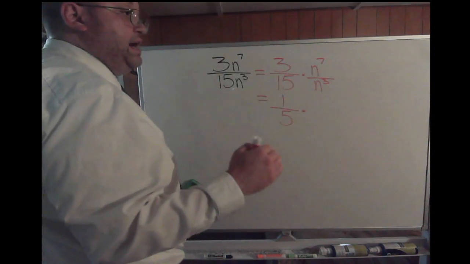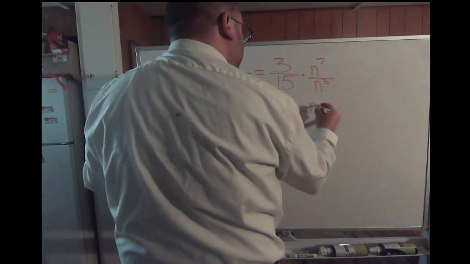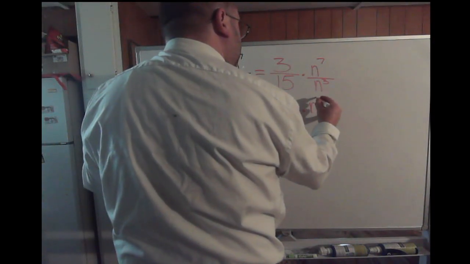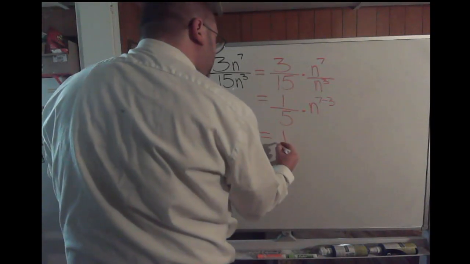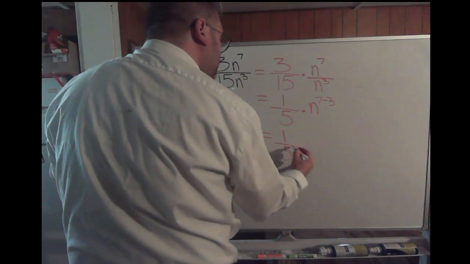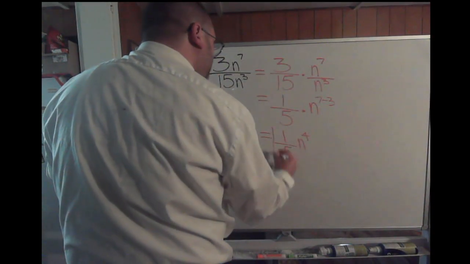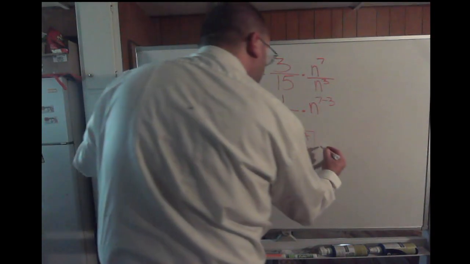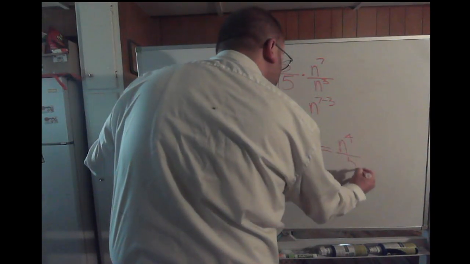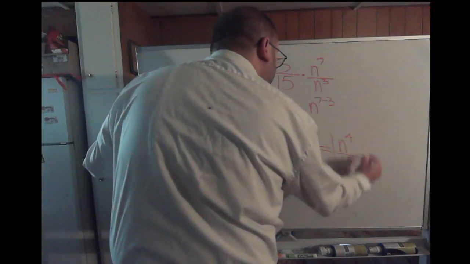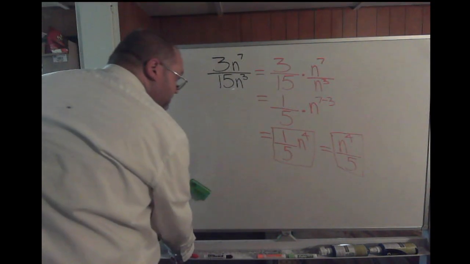It's pretty clear the power in the numerator is greater than the power in the denominator. So you'll take that base n, you'll take that to the 7 minus 3, which would mean you should get 1/5. N to the 7 minus 3 is n to the 4th. So that'd be one acceptable answer, or you could write it as n to the 4th over 5. You can write it either way. So that's what you would get.